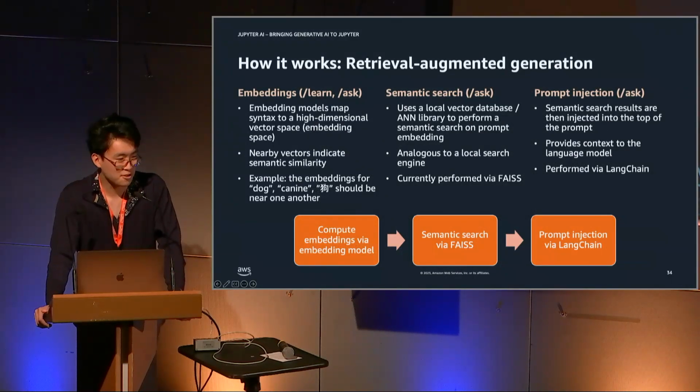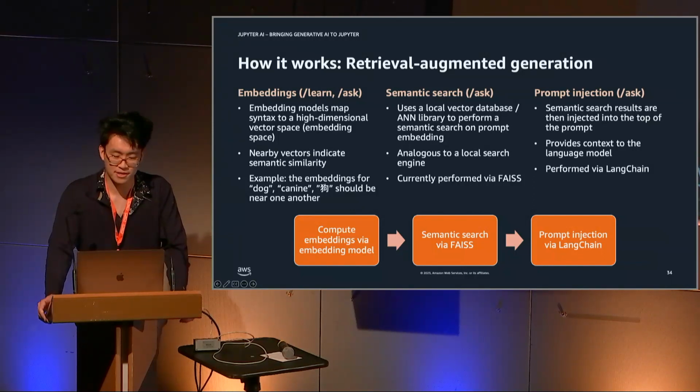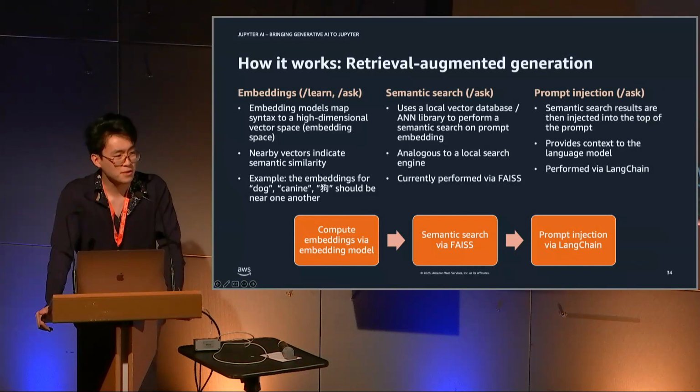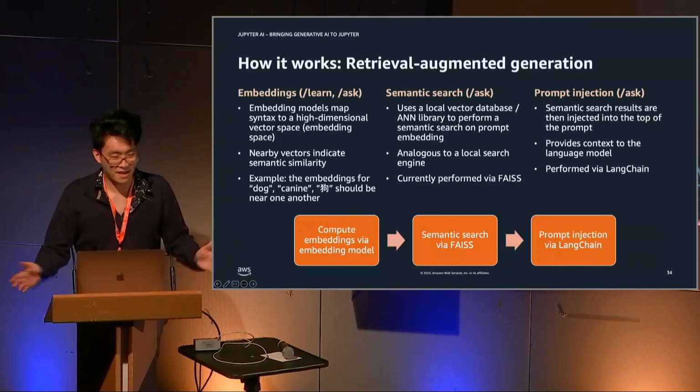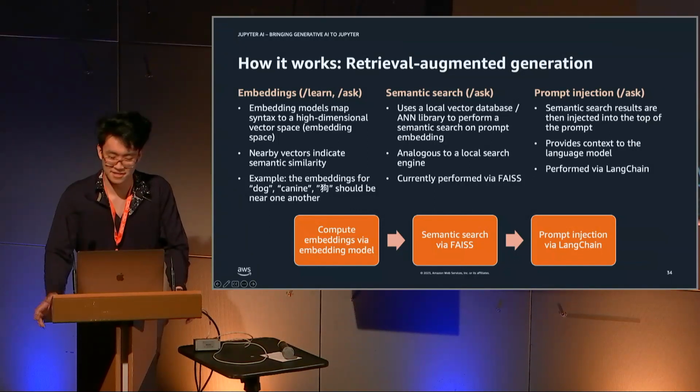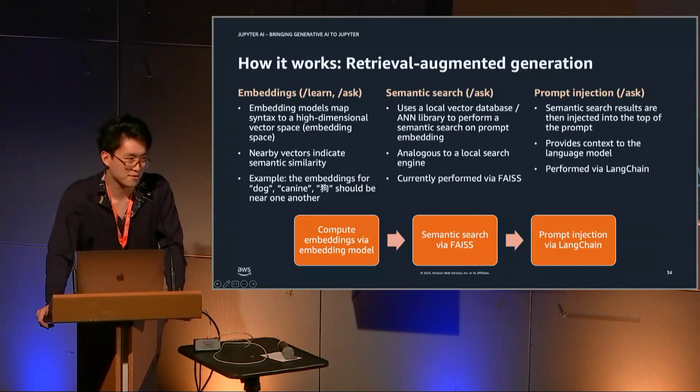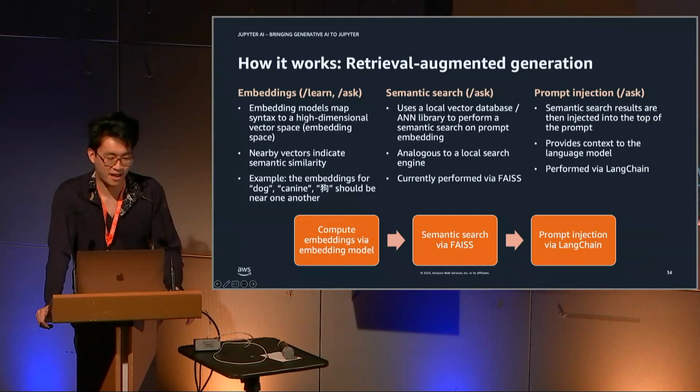So, how does this all work? I mean, it seems like a bit of magic because we're teaching a language model about things that aren't in its training data. And the way this works is a process called retrieval augmented generation. And I'll try to break this concept down. There are three main steps with regards to retrieval augmented generation. You all may have heard this phrase used in different AI contexts, but I will break it down for you.